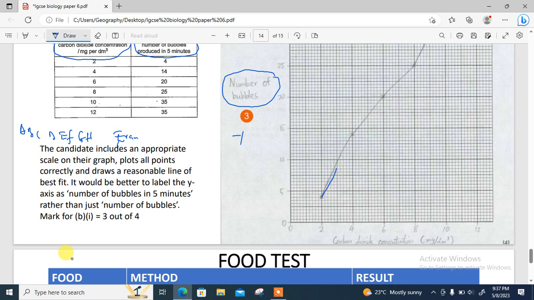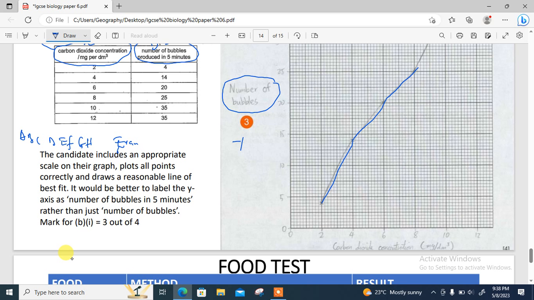You don't draw straight and join this, then pause and join, and then pause and join. No, you should make sure they are all joined together. Very important. And draw a reasonable line of best fit. It would be better to label the y-axis as number of bubbles in 5 minutes. So you see, rather than just number of bubbles. So the mark is 3 out of 4 just because of this mistake.